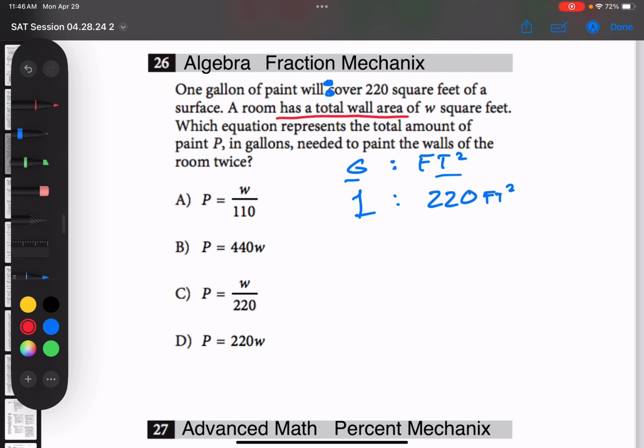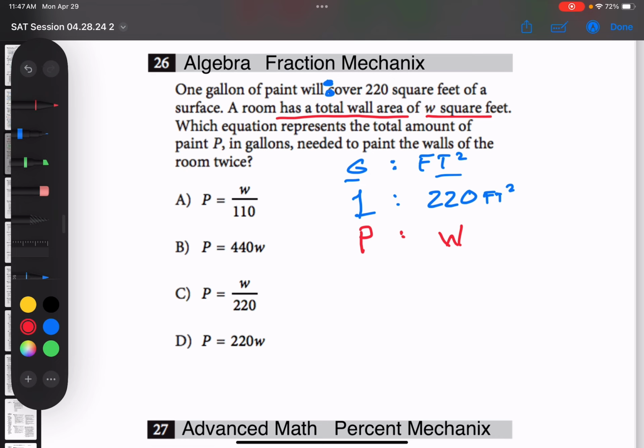Now, the second part. A room has a total wall area of W square feet. Where am I going to put that? I'm going to put it right down straight. I'm going to put W. Which equation represents the total amount of paint? Oh, total amount of paint. So that would be, I'll use P. They use P. I'm going to put P, in gallons, needed to paint the walls of the room.